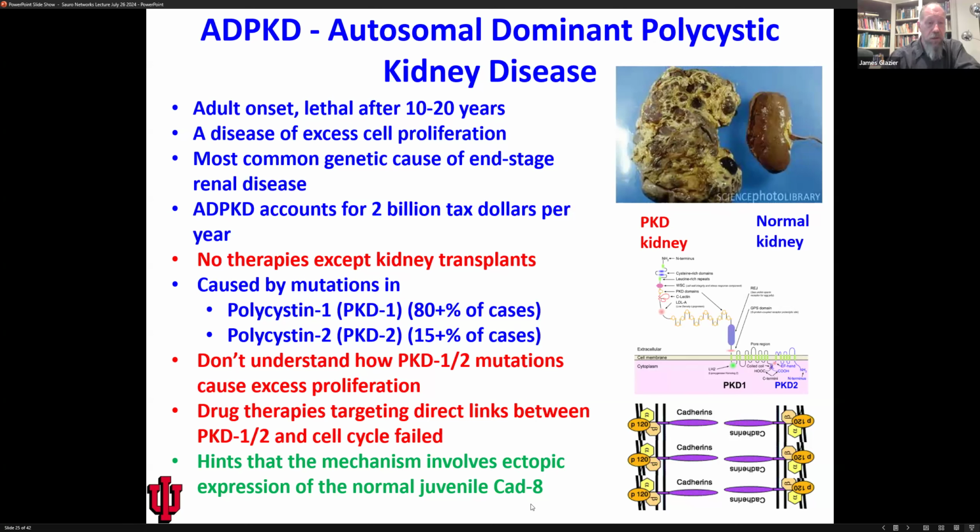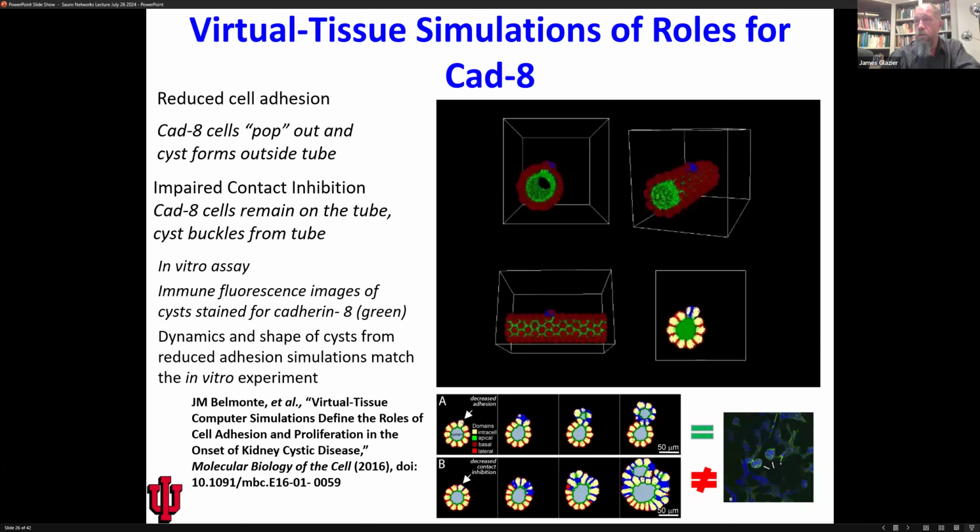Our clinical collaborator and experimental collaborator had noticed that some of these cells expressed a cell adhesion molecule that's normally only present in children. That was a hint. And so we were able then to build a simulation of just a small fraction of the kidney, a tubule in the kidney. We were able to introduce a simulated cell with this wrong cell adhesion molecule in it.